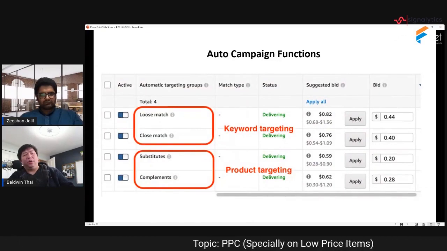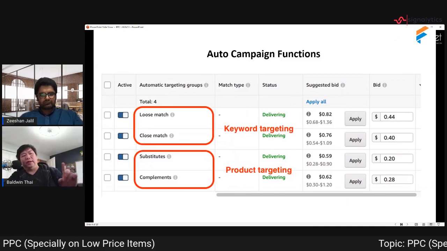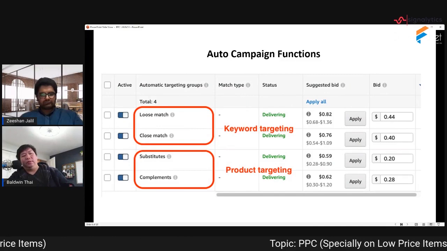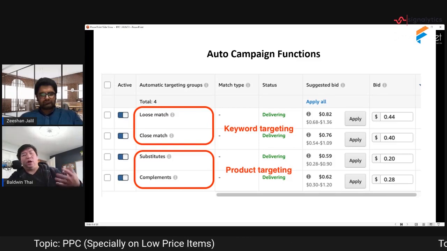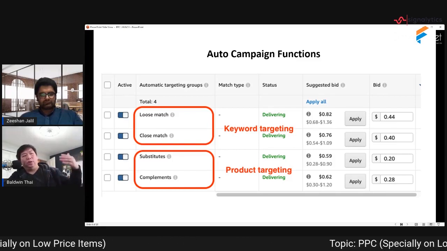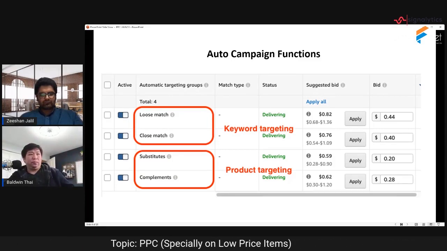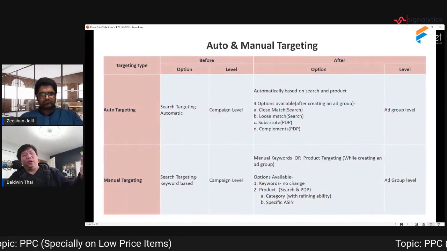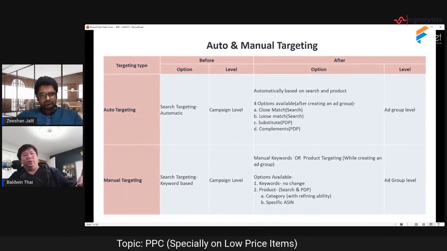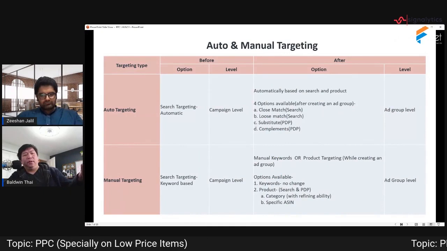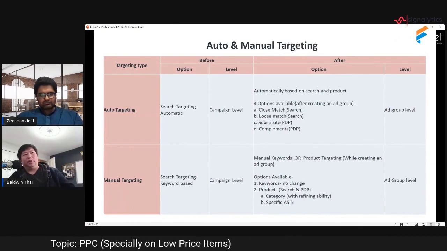Here's another thing. In your auto campaigns, you have loose match and close match, which are actually targeting keywords, and substitutes and complements, which are actually targeting ASINs. So if you ever want to adjust your auto campaigns, you can turn off the loose match and close match and only target the products, or vice versa. This is campaign structures regarding auto targeting and manual targeting. In manual targeting, there are all the different types of things that you can target. This is a pretty basic structure. You can look at this when you can.